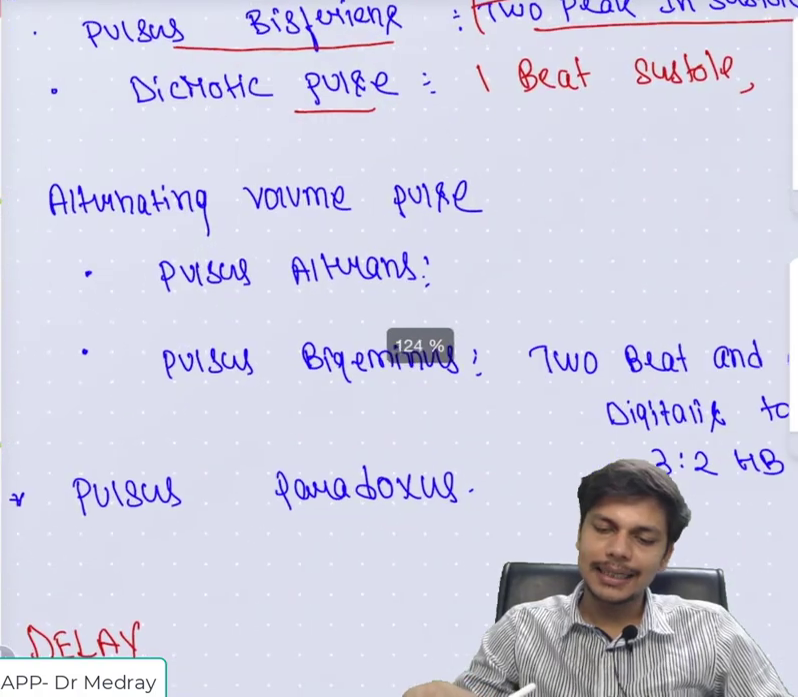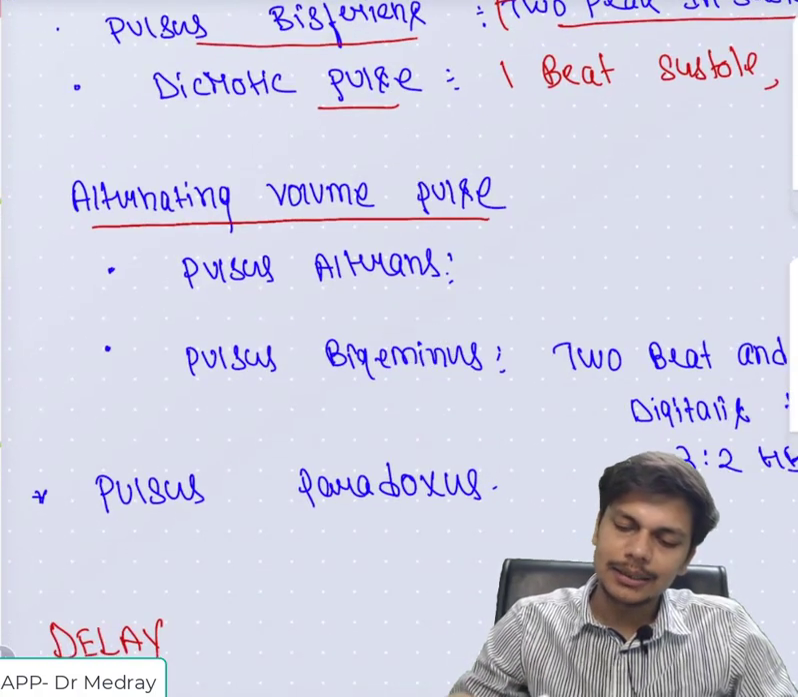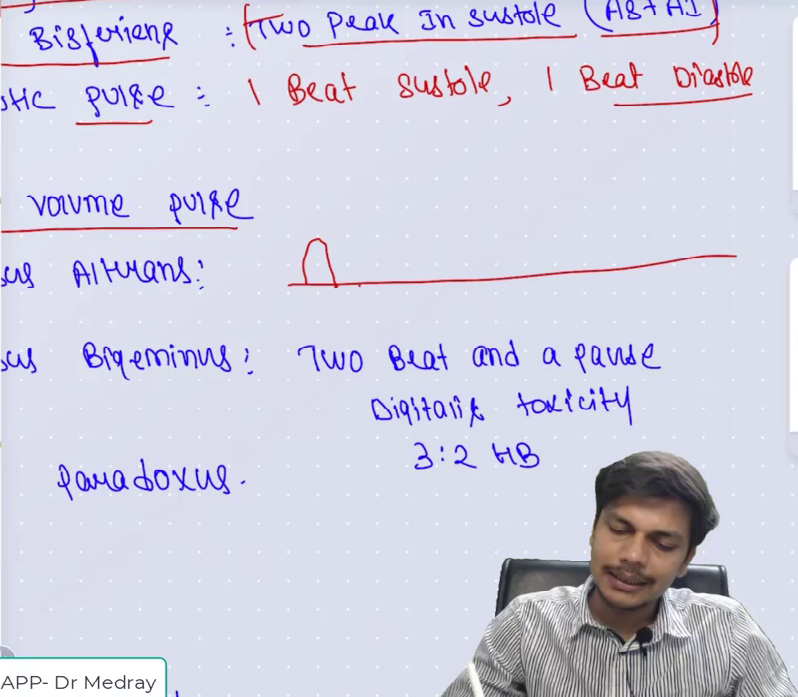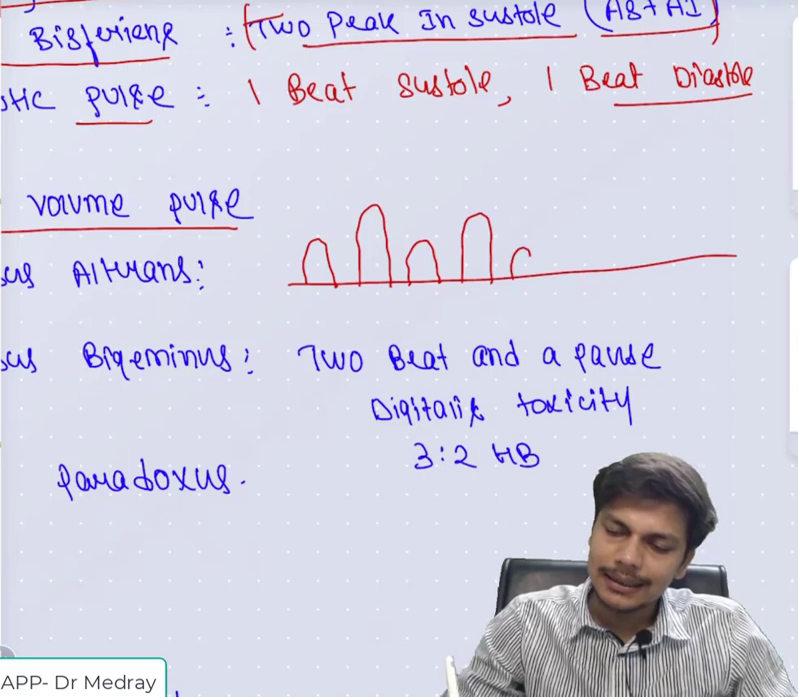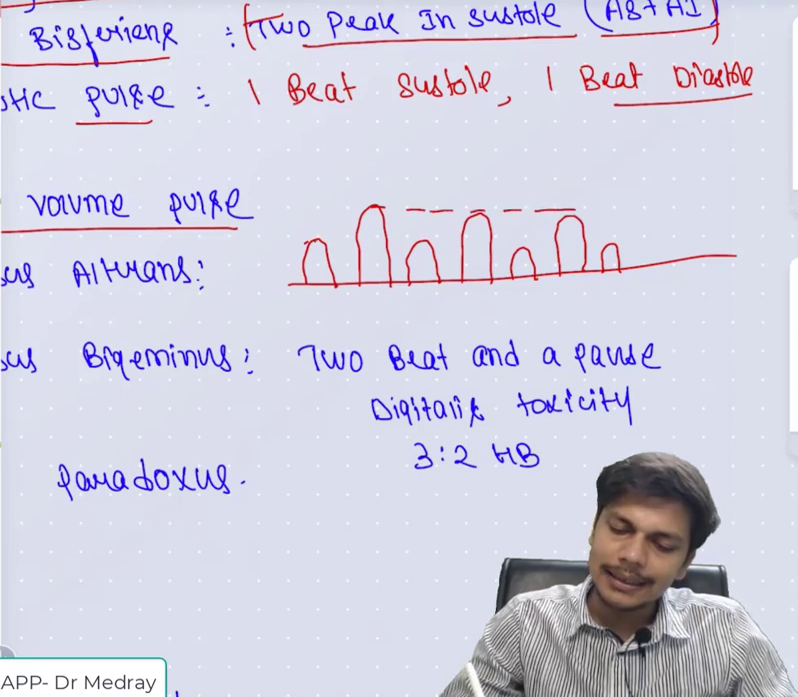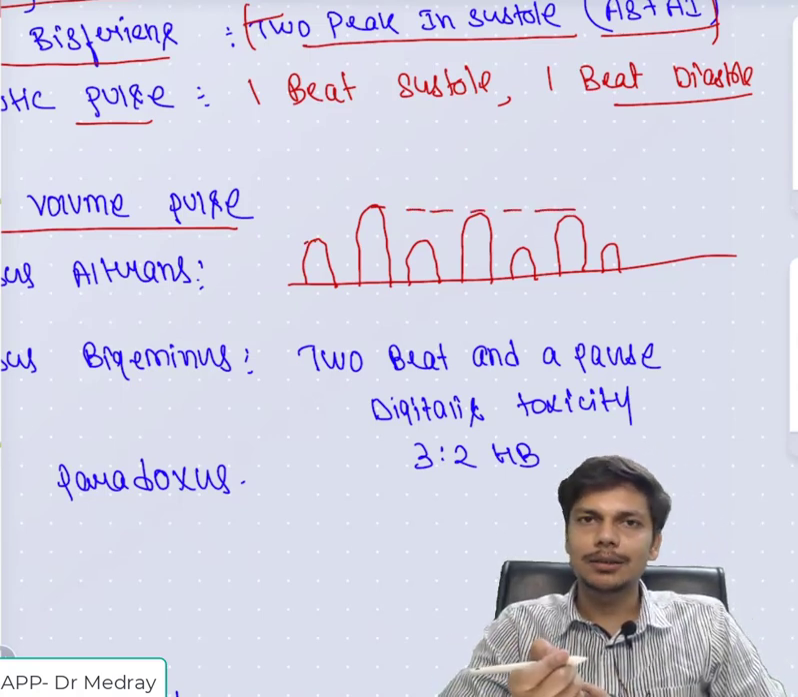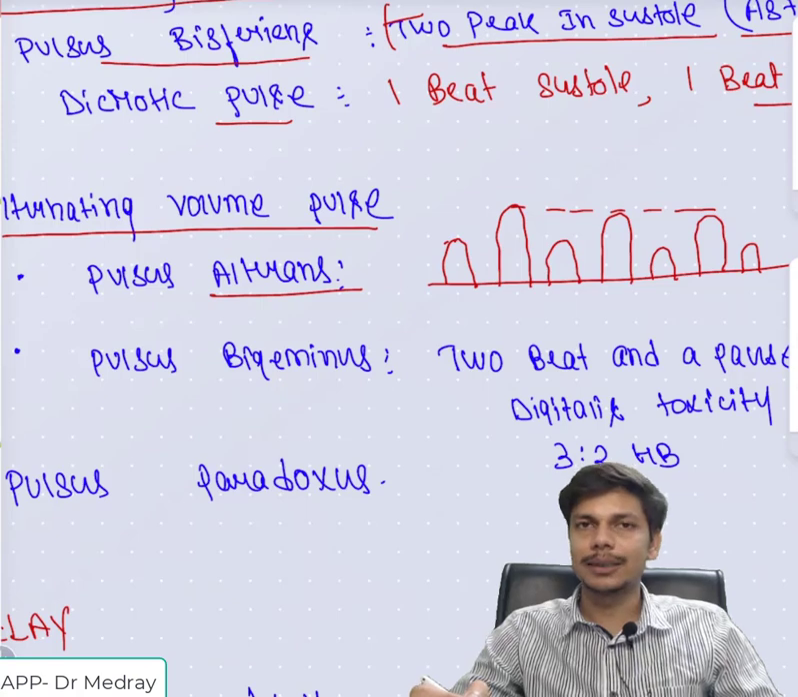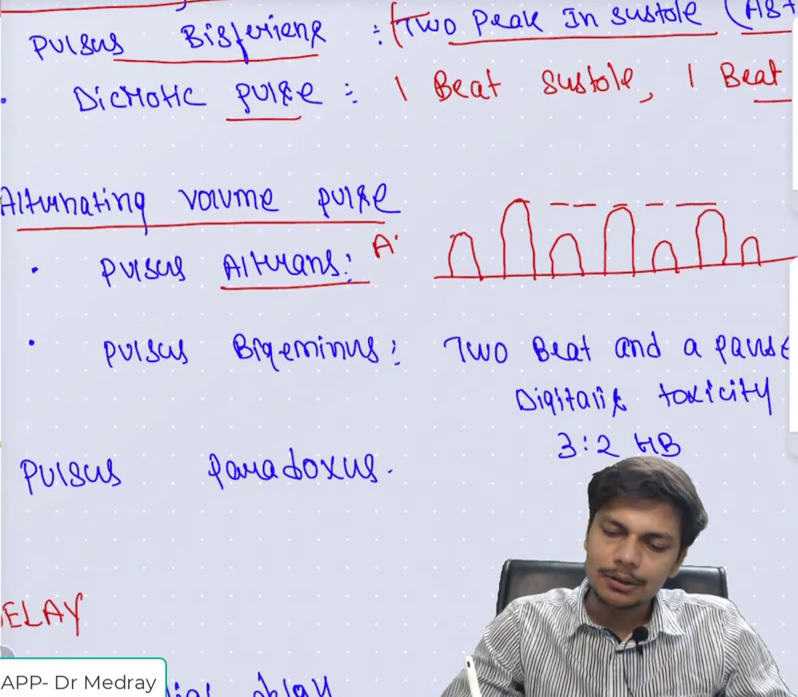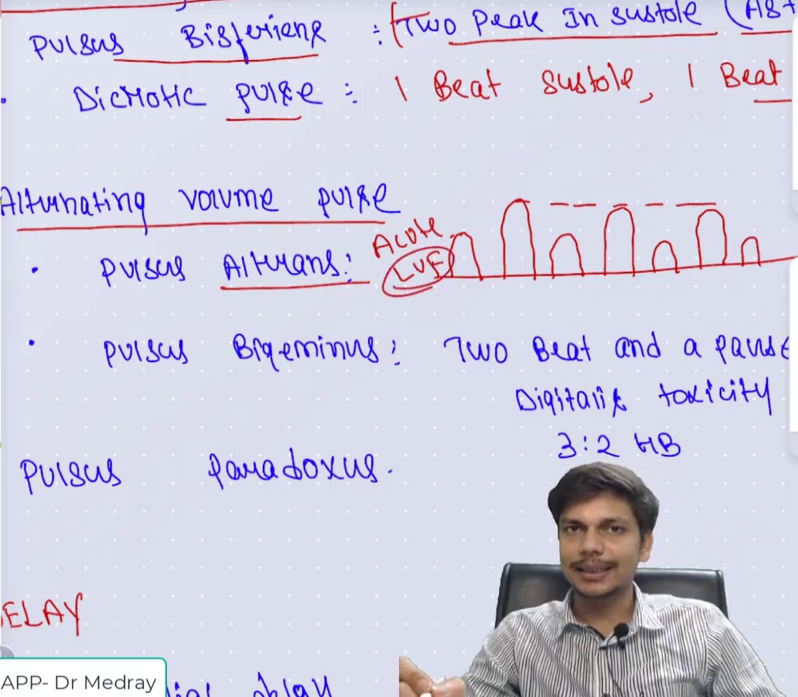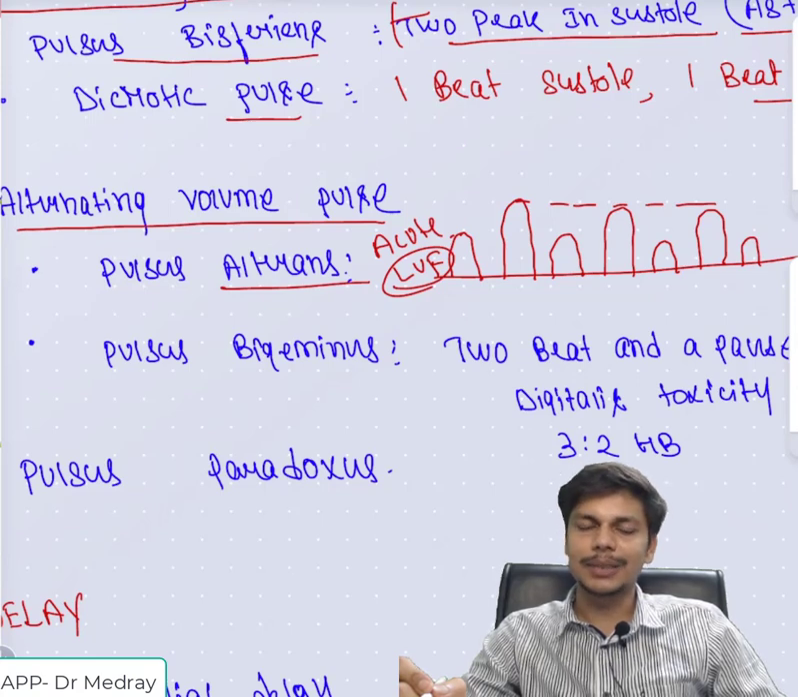Sometimes you may get an alternate volume pulse. What do you mean by alternate volume pulse? The patient has an increase in volume, the next beat decreases, again there is an increase in volume, again a decrease. So every alternate beat is a high volume pulse, low volume pulse, high volume pulse, low volume pulse. That is known as pulsus alternans, alternating volume pulse. It is characteristic of acute LVF, left ventricular failure. It's important to know that pulsus alternans is characteristic of acute left ventricular failure.